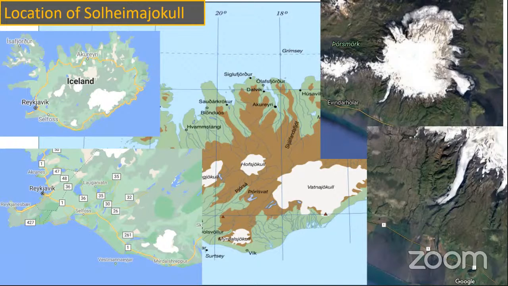Solheimajokull is approximately 8 kilometres long and about 2 kilometres wide. It does appear much larger, actually, just really because of the lack of boundary between the tongue and the larger ice sheet. It covers around about 44 square kilometres, and the average thickness of this particular glacier is around about 200 metres thick. So it is quite a sizable glacier here.